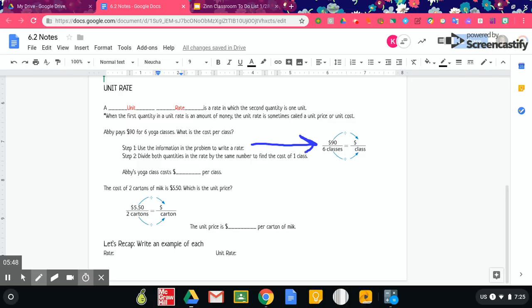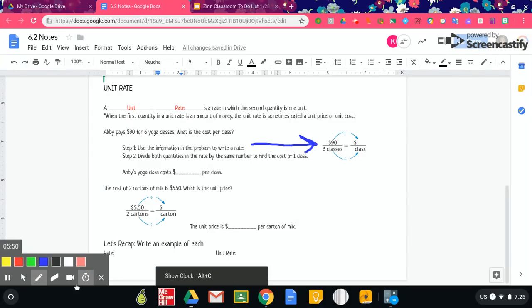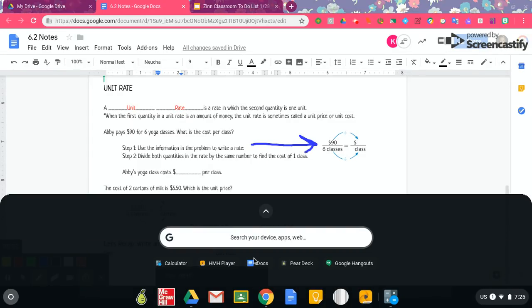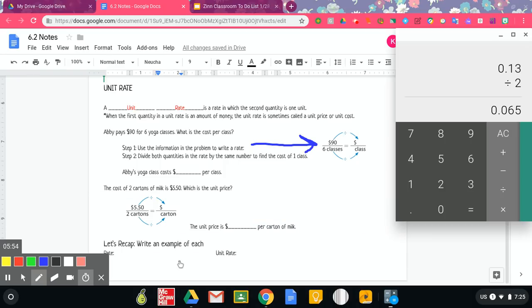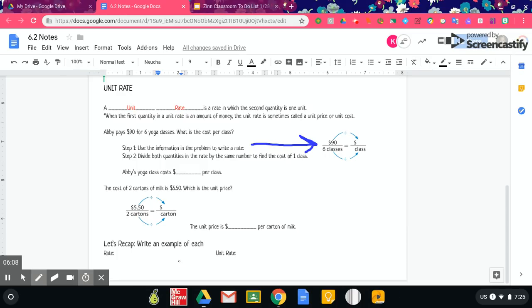Step 2 is to divide them. So take 90, divide it by 6. This is super easy. Take 90, divide it by 6, and boom, instead of making the huge table to find out how much 1 ounce of tea costs in that first example, all you had to do was divide the whole time. 90 divided by 6 is 15, so it's going to be $15 for 1 class.